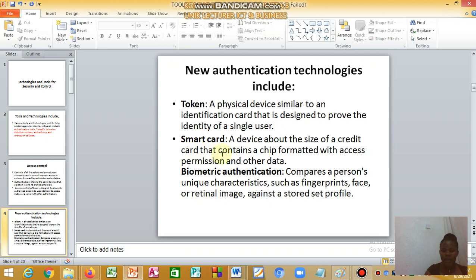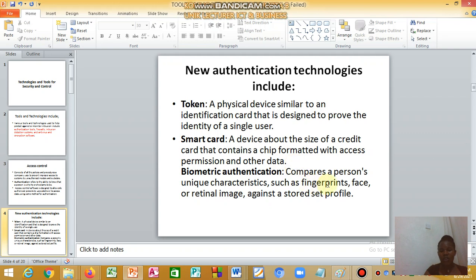Then we have smart cards. It is a device about the size of a credit card that contains a chip formatted with access permission and other data. Like in the bank, this is what they use. You just put in the card and you're allowed to enter.